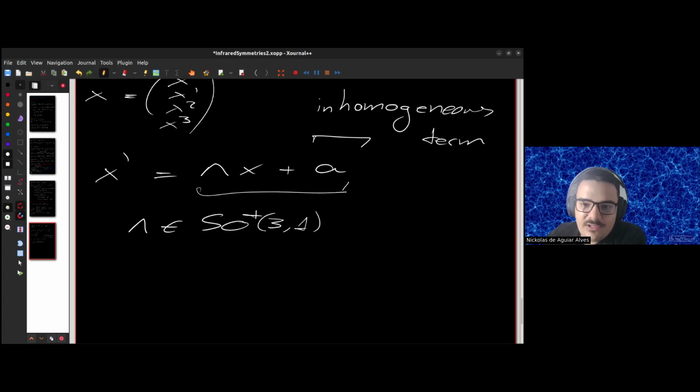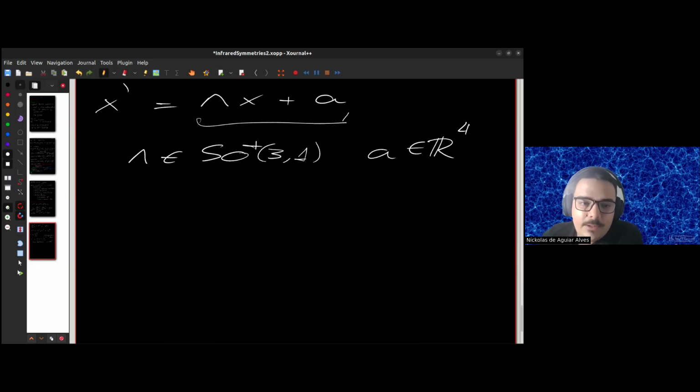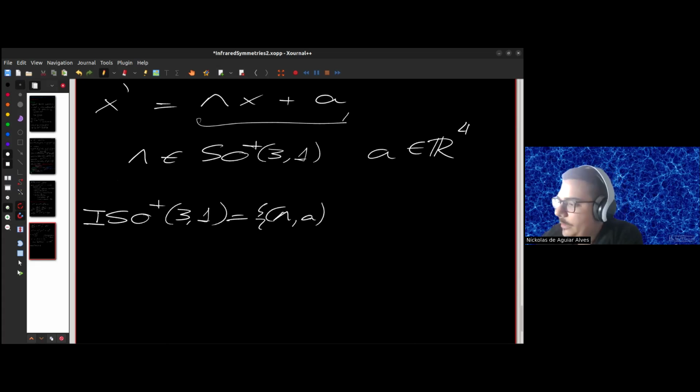And in addition, I have this inhomogeneous term. This is just an integrating constant. So this guy is any vector in R4. So this is the general shape of my transformation. This lets me define a new collection of transformations, which I'm going to call ISO plus 3,1, which is given by pairs formed by a matrix lambda and a vector A, such that lambda is a Lorentz transformation, and A is a four-dimensional vector.